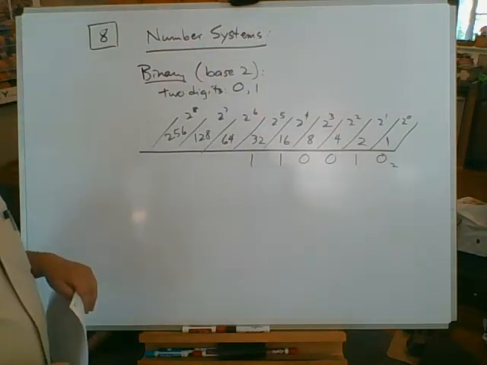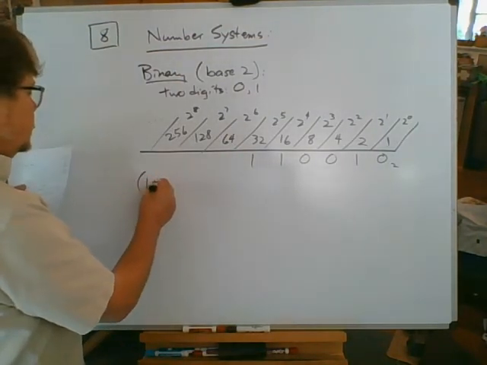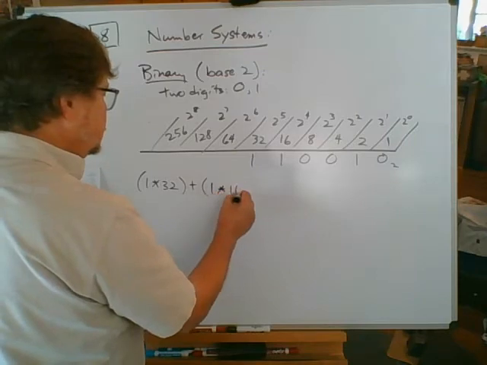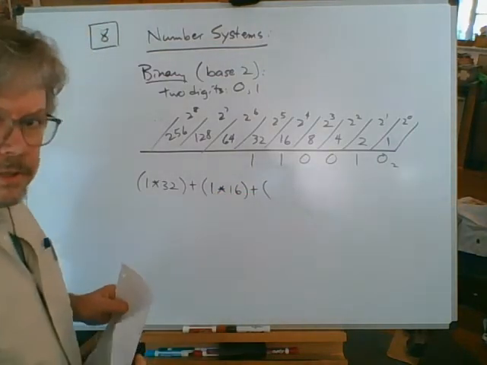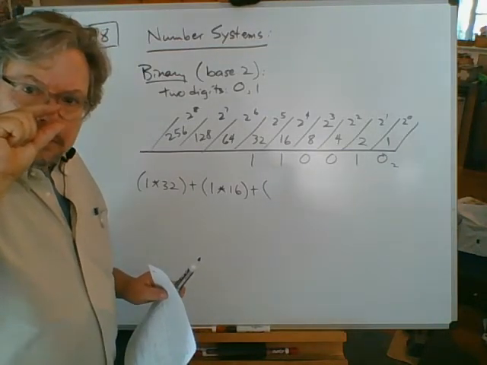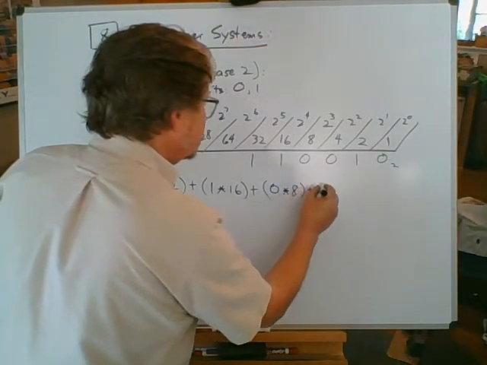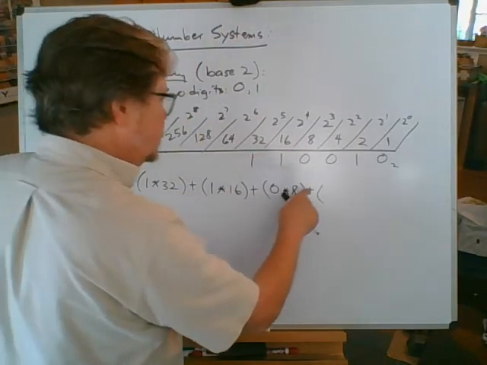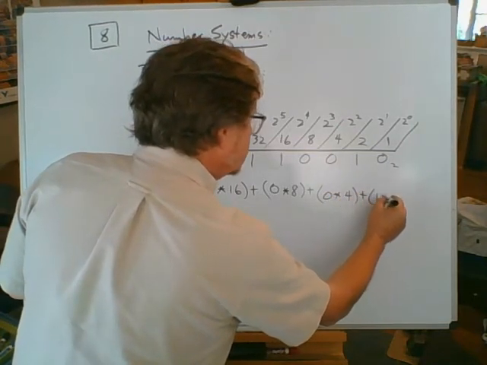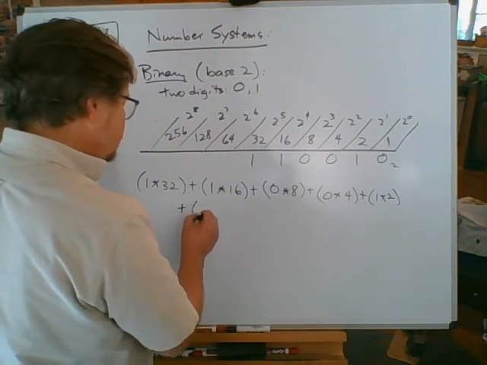We've got to multiply each digit times its place value in the place value chart. So that 1 does not mean 1. It means 1 times 32 plus 1 times 16 plus, see how this works? This is exactly the same thing we did with base 10, except now it's probably, I hope, insulting your intelligence ever so slightly less. 0 times 8 plus, 0 times 4 plus 1 times 2 plus 0 times 1.